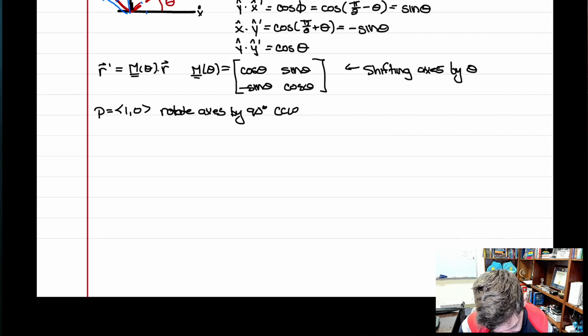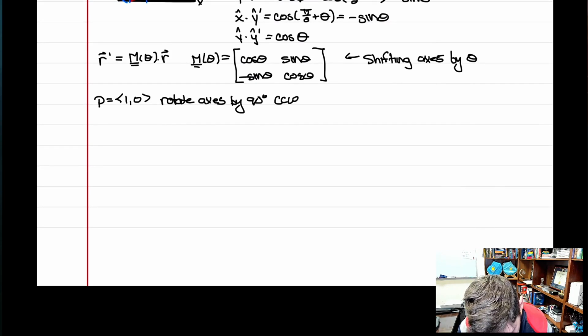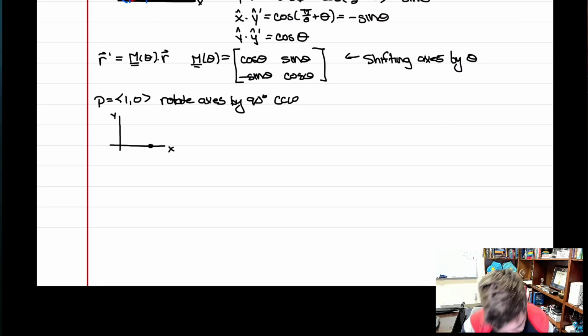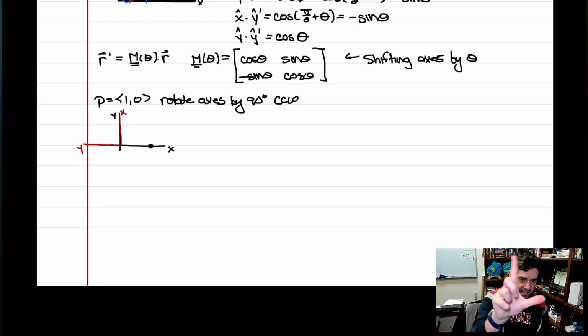So let's draw it first. Here's the point at 1, 0. Then imagine if I take that and rotate it 90 degrees, the axes are then going to be something like this, where this is the positive y direction, and this is the positive x direction. Again, just think of rotating the axes.